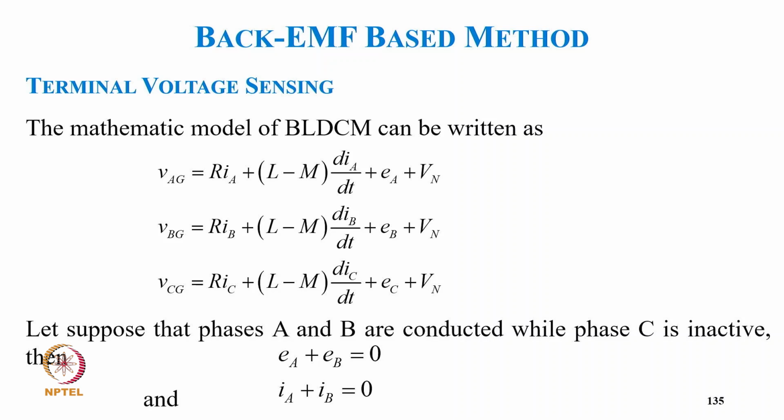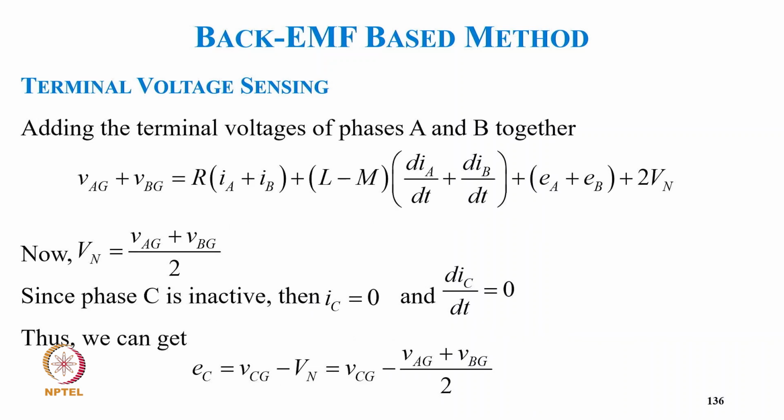And let's suppose that phases A and B are conducting while phase C is inactive. So EA plus EB equal to 0, and IA plus IB equal to 0. Adding the terminal voltages of phases A and B, VAG plus VBG equal to R (IA plus IB) plus (L minus M) in brackets (dIA/dt plus dIB/dt) plus EA plus EB plus 2VN, where VN equal to (VAG plus VBG) by 2. Since phase C is inactive, IC equal to 0 and dIC/dt equal to 0. So we can get EC equal to VCG minus VN, that is, VCG minus (VAG plus VBG) by 2.